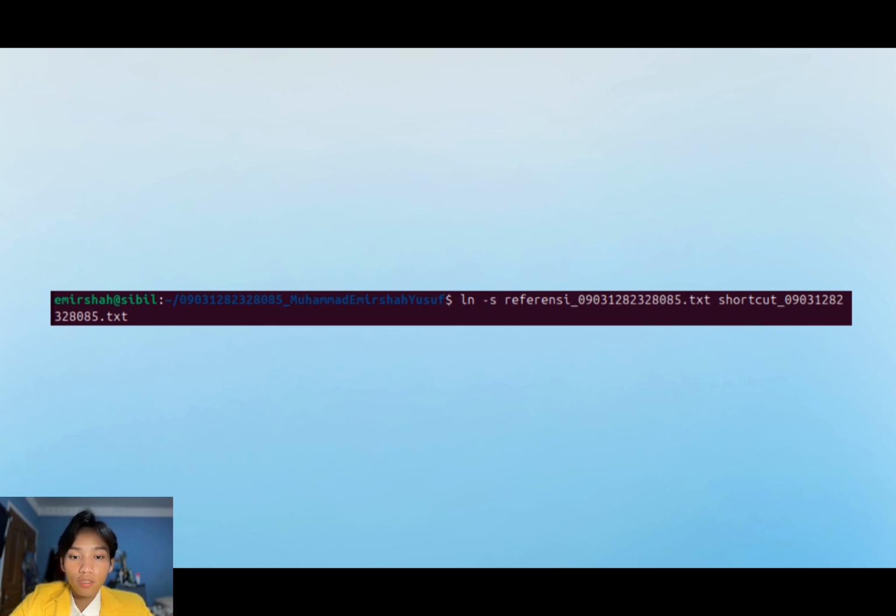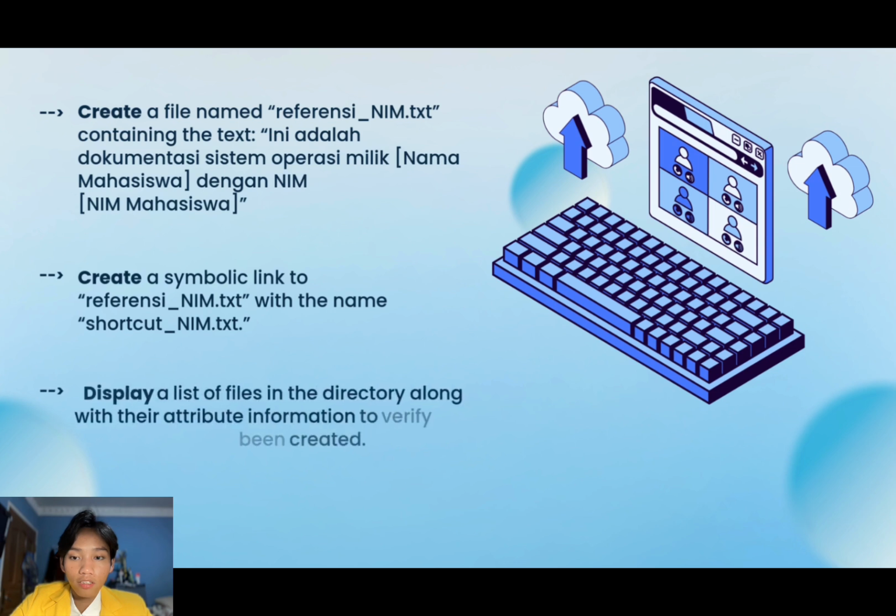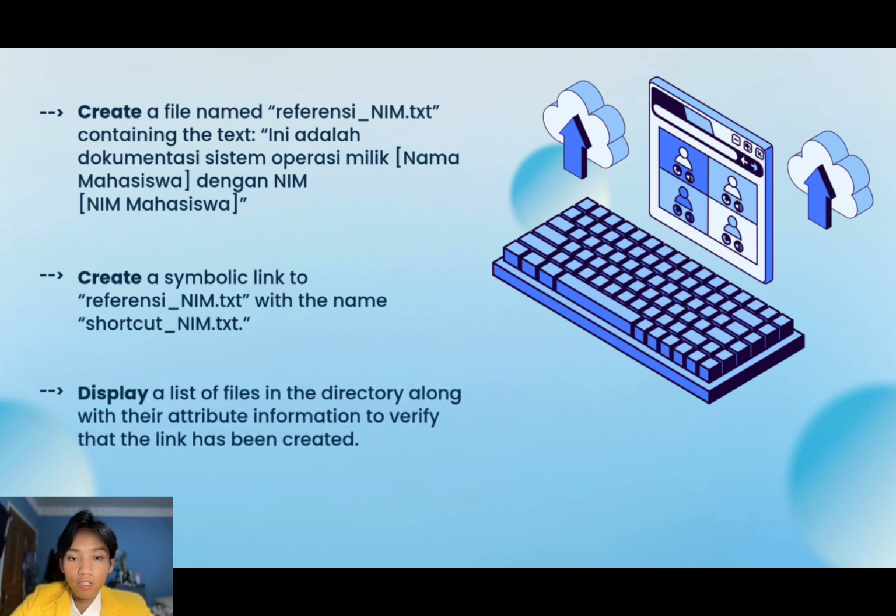This will establish a symbolic link named after a shortcut with the student ID pointing to the reference, allowing indirect access to the original file. Now, after that, we will focus on the third task, which is to display a list of files in the directory along with their attribute information to verify that the link has been created.